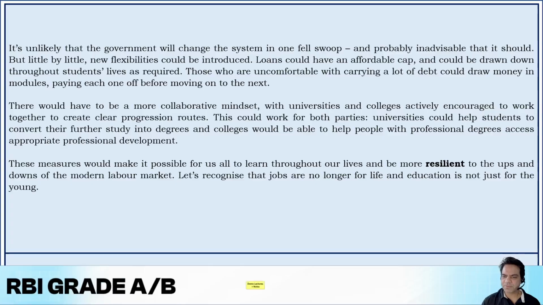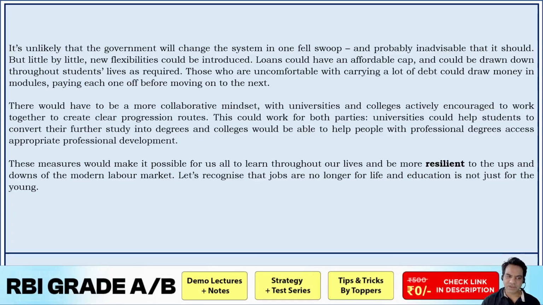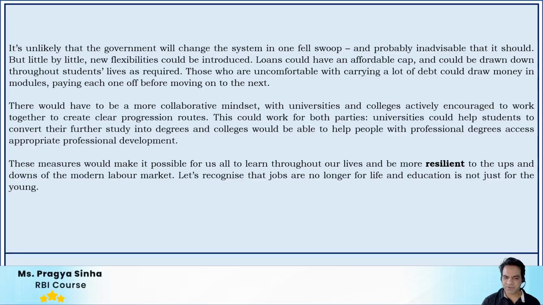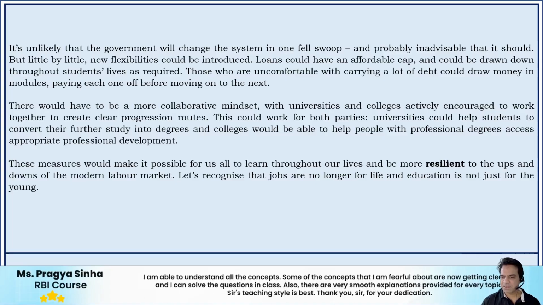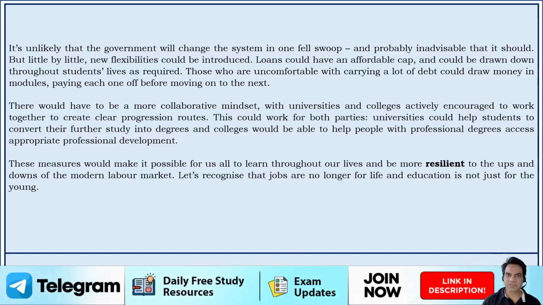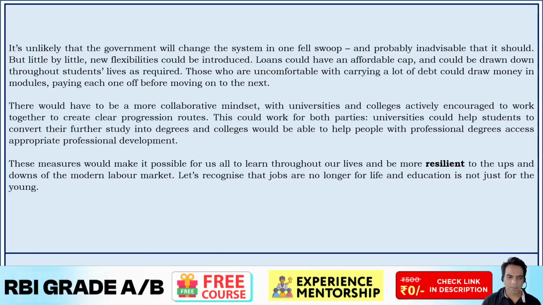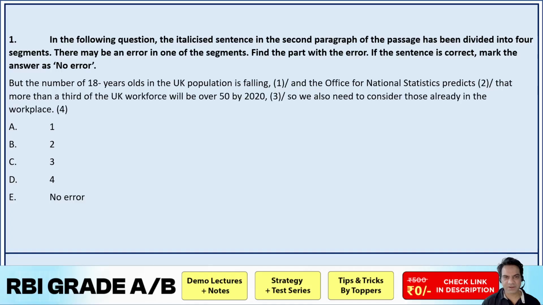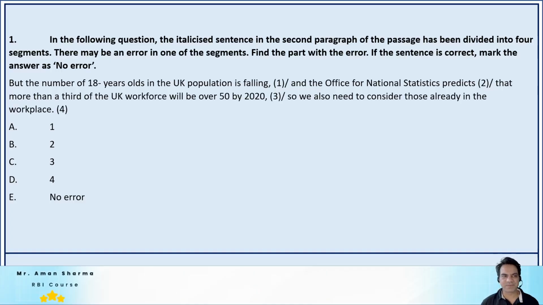This could work for both parties. Universities could help students to convert their further study into degrees, and colleges would be able to help people with professional degrees access appropriate professional development. Now, these measures would make it possible for us all to learn throughout our lives and be more resilient. That means more resilient, to be sturdy, to be tough, right? To be more resilient to the ups and downs of the modern labor market. Let's recognize that jobs are no longer for life and education is not just for the young. So that is what they are putting across. So that is why they need people in the workplace.